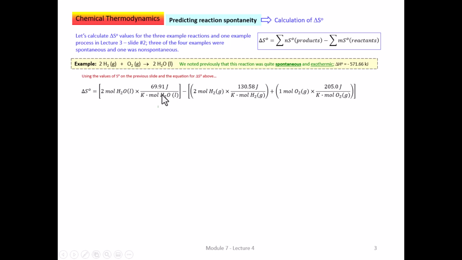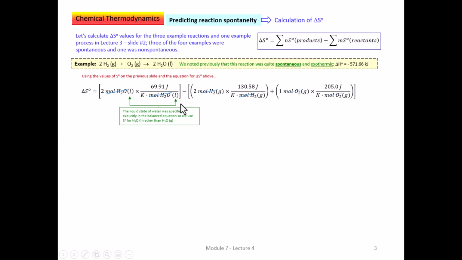And of course, I got that off the table on the previous slide or from the table that's available in a lot of textbooks. And we're going to subtract the sum of the standard molar entropies of the reactants, 2 moles of hydrogen gas times 130.58 joules per K per mole, and 1 mole of oxygen gas. We want to remember that the liquid state in the equation specifies the liquid state, so we want to make sure that we're using the liquid state value from the table.